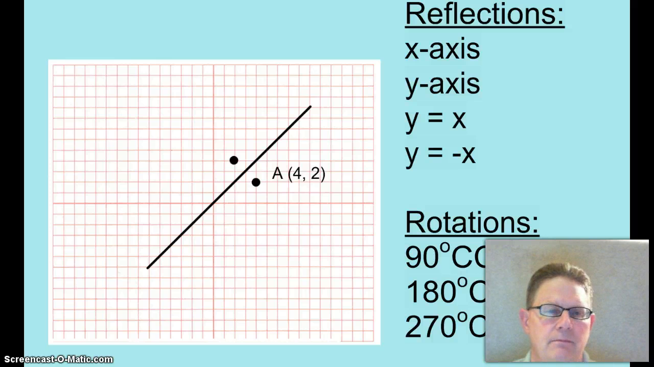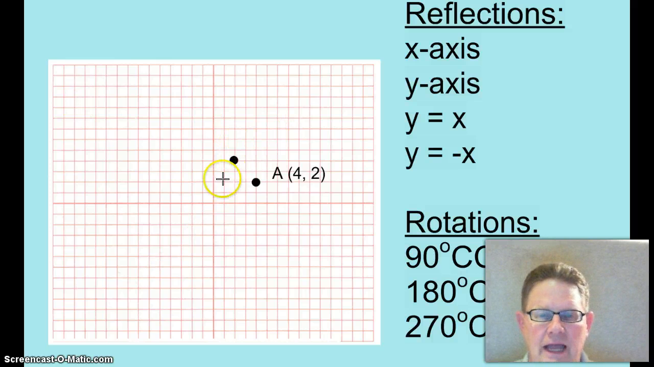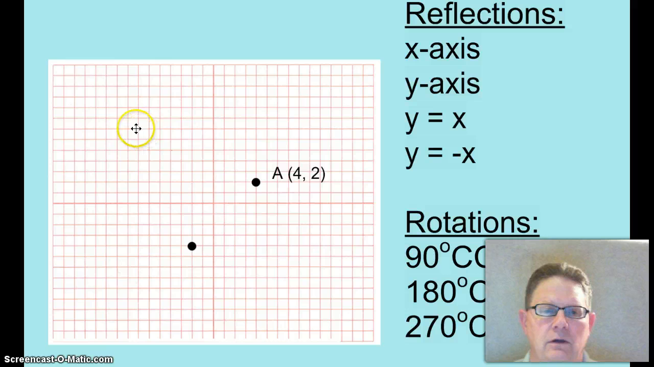And then in the line y equals negative x. Okay. That would be right here at negative 2, negative 4, because y equals negative x is this line right here. Okay, those are reflections. How about rotations?